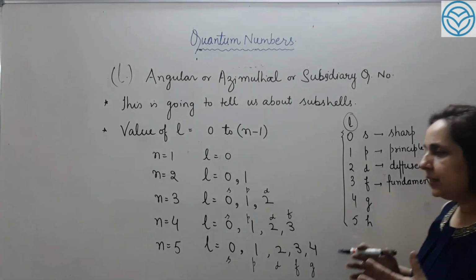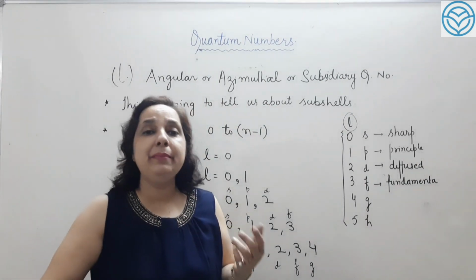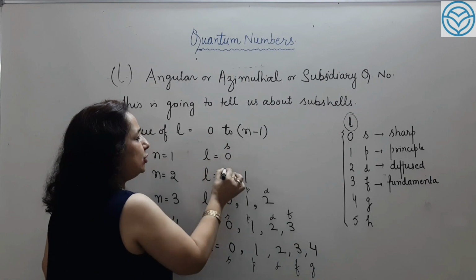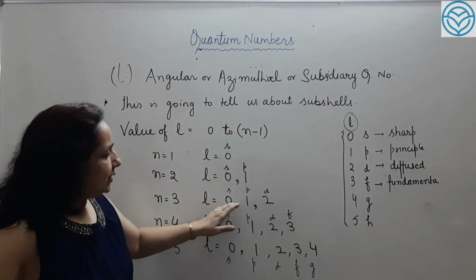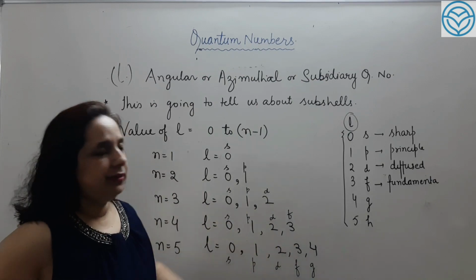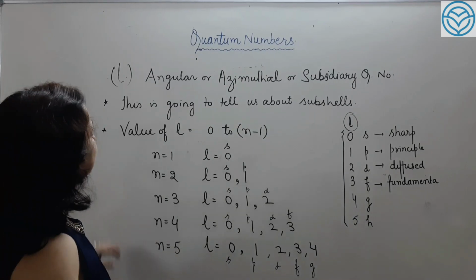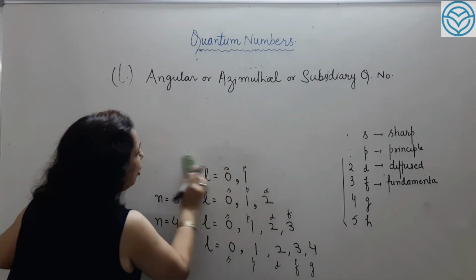That means if you go to a floor and you have to name the rooms there alphabetically, you will name them as: 0 room is called S room, 1 is always named as P room, then SPD, SPDF, SPDFG. This is how we name, and the numbers are given to the subshells. After this, we have the naming of subshells.